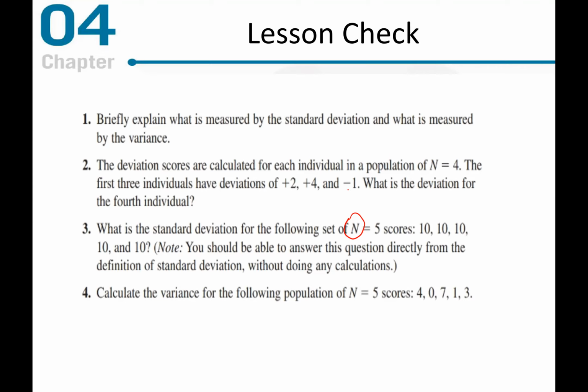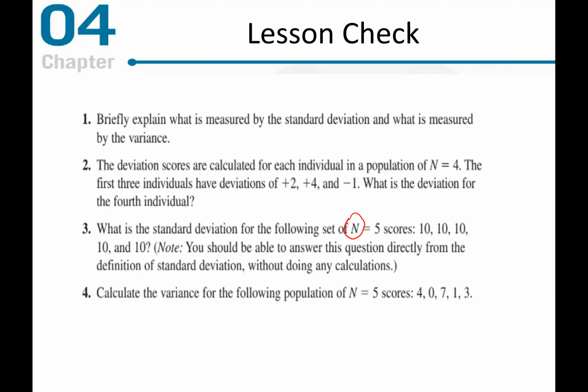The standard deviation is measuring, on average, how far away scores are from the mean. Well, if all the scores are the same, then the mean is going to be 10, and all the scores are 10. So the standard deviation is going to be 0, because nothing is varying. Everything is the same. The standard deviation is measuring how far away a score is from the mean, on average. Well, all the scores are equal to the mean. So the standard deviation is 0.